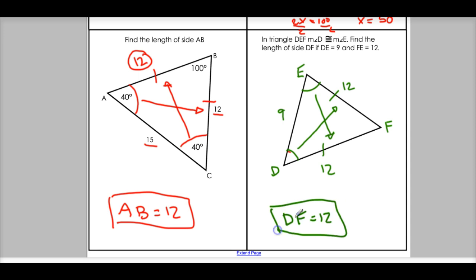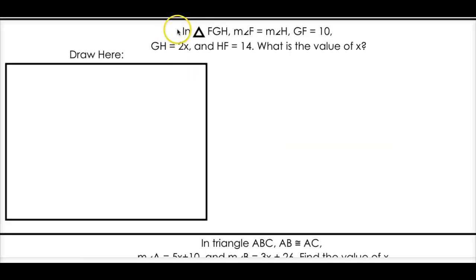Sweet. So once again, I just want to emphasize this. If you could draw your lines and state which sides and angles are congruent, you're doing fantastic. All right, let's throw a little algebra into the mix and see if we can use these isosceles properties to solve these. Well, in triangle FGH, the measure of angle F is congruent to the measure of angle H. Side GF is equal to 10, side GH is equal to 2x, and side HF is equal to 14. What is the value of x?